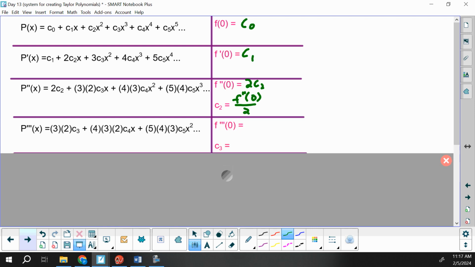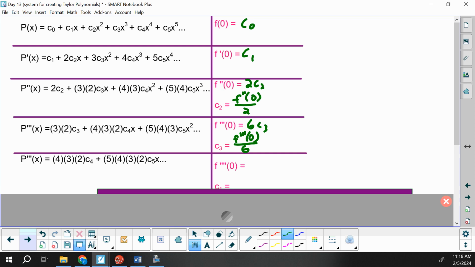Let's do it again. There's our next derivative, third derivative. F triple prime of 0, all the things with x's wipe out. So we would have 3 times 2 times c3. In other words, that's 6c3. So if you divide the 6 over, that means c3 will be f triple prime of 0 over 6.